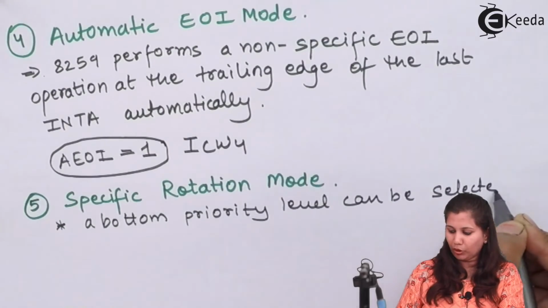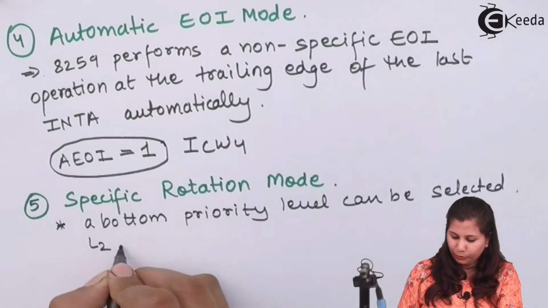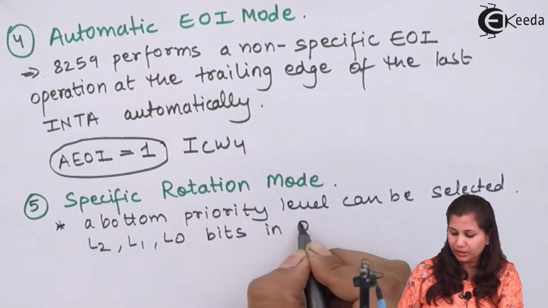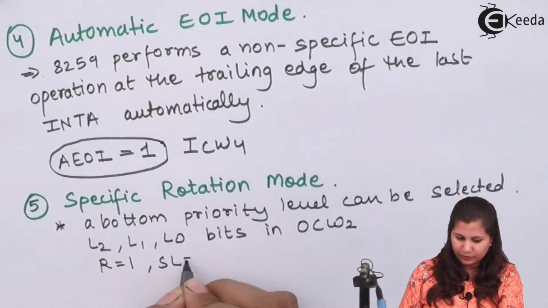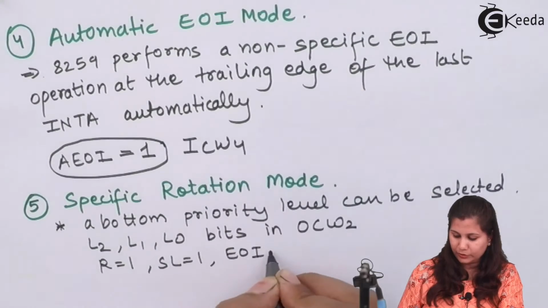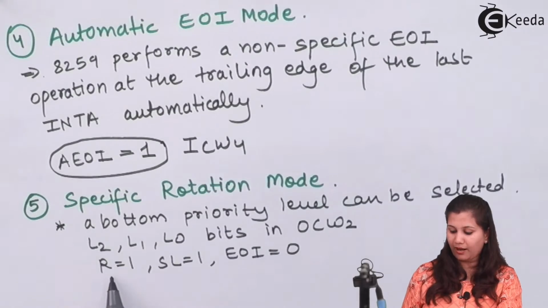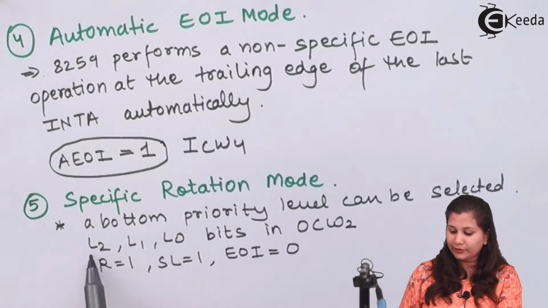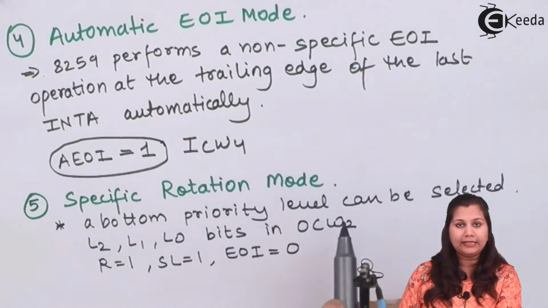So in this mode, the bottom priority level can be selected. How can we select it? By using the L2, L1 and L0 bits in the operational command word 2, with R equal to 1, SL equal to 1, and EOI equal to 0. So in the operational command word 2, we have the three bits R, SL, and EOI. If R is set, SL is also set, and EOI is reset, then the L2, L1, and L0 bits can be used to set the priority level.